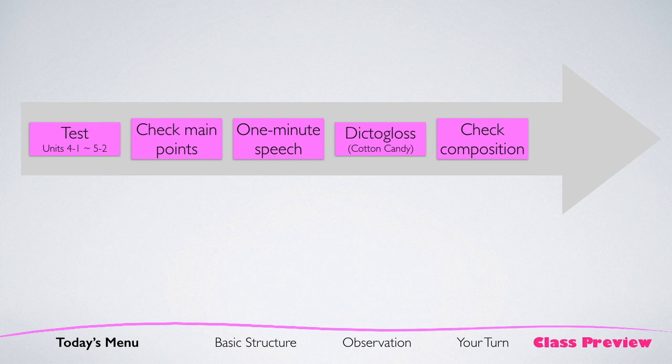You could do a little research about cotton candy on the internet to help you prepare for that Dictogloss. Finally, we will do some work in pairs or groups, looking at each other's compositions and giving some advice. Make sure you are properly prepared for class, and I'll see you there.